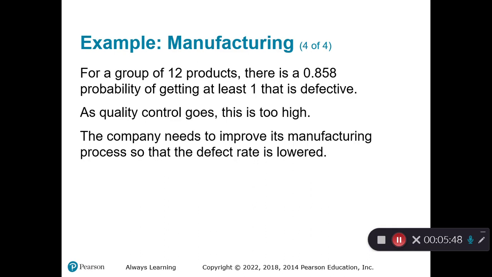Here's how we summarize our calculation. For a group of 12 products, there is a 0.858 probability of getting at least one that is defective. As far as quality control goes, this actually is quite high. Out of 12 products, we don't want to have a very high probability that at least one of them is defective. And the interpretation is that this company should look at improving its process so that the defect rate is lowered.